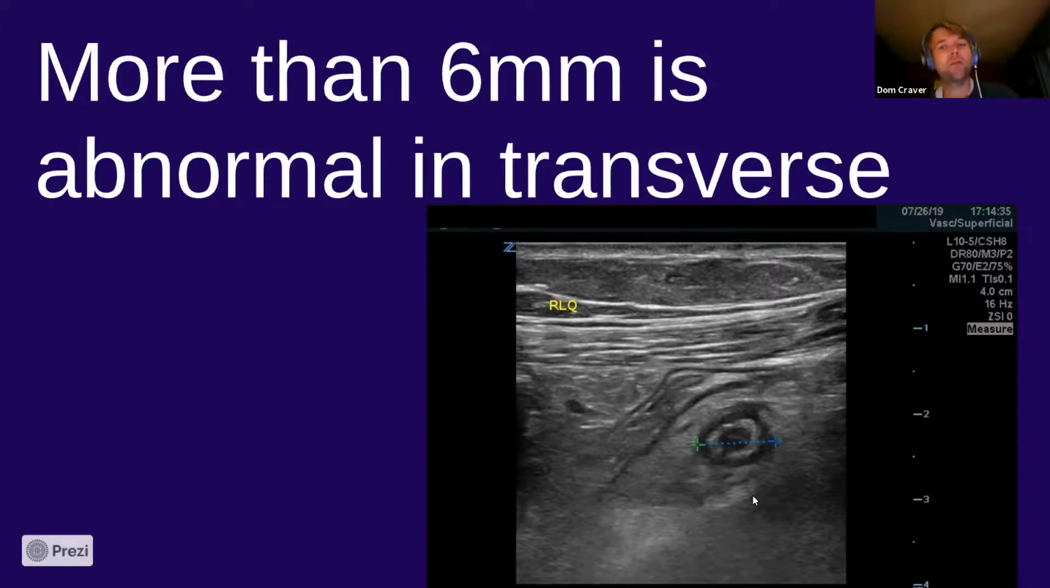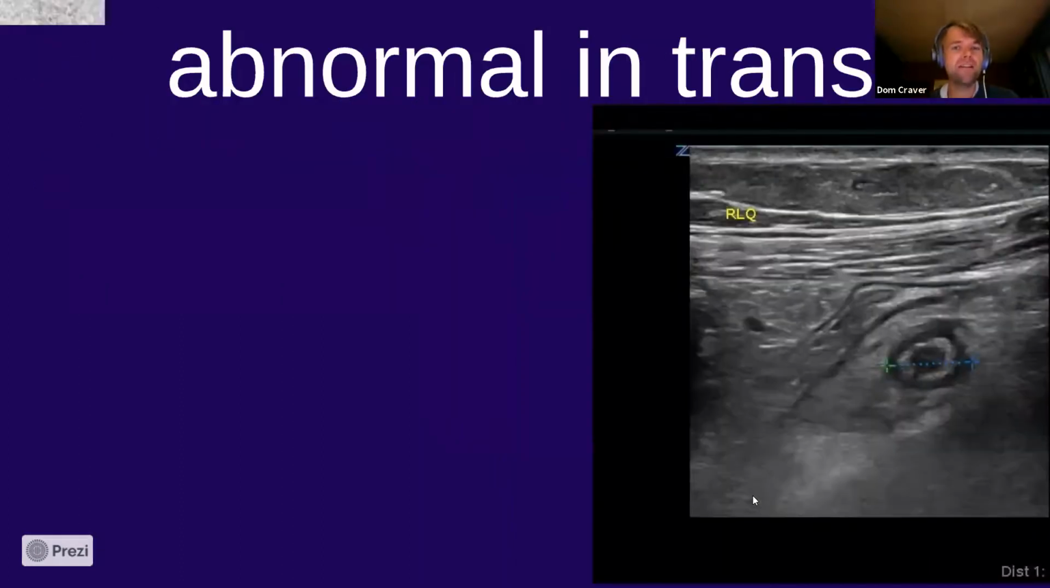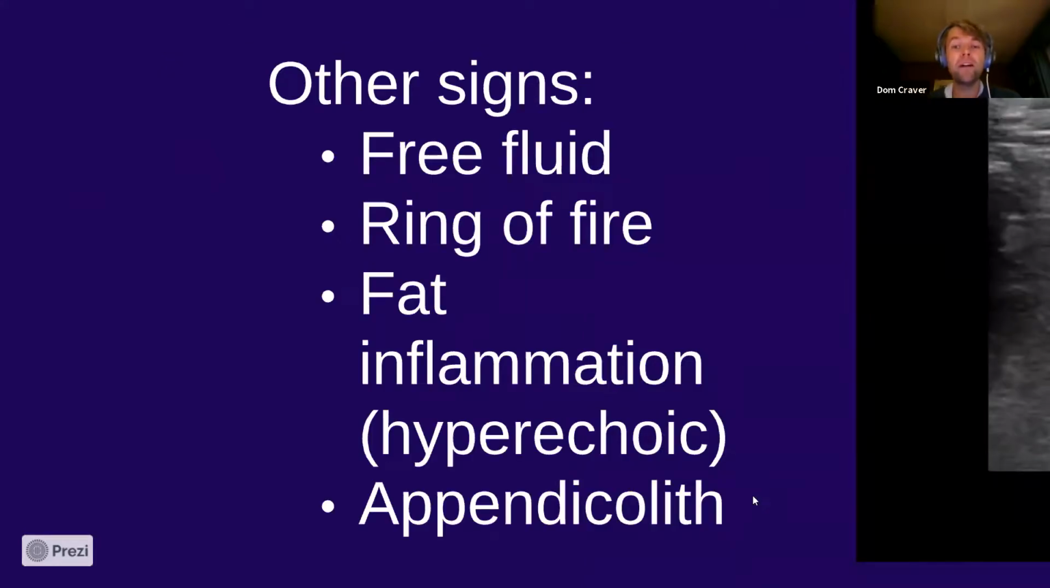But other things to talk about looking for, so looking for free fluid, the ring of fire. So that's if you put color Doppler on, usually bowel wall doesn't have much blood flow going around, but an inflamed appendix looks like a ring of fire because there's all this flow going around. Inflamed fat, as I've showed you, or appendicolith, so a small white hyperechoic structure with often an acoustic shadow behind it. And that means you've got an increased risk of perforation as well. So often you're looking for other signs if you can't find the appendix.